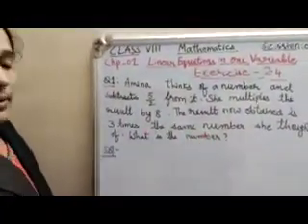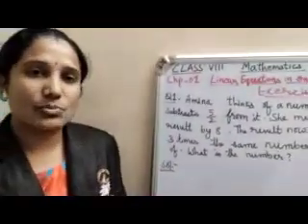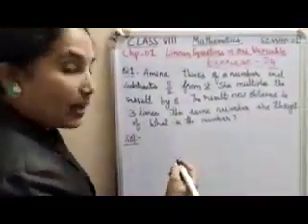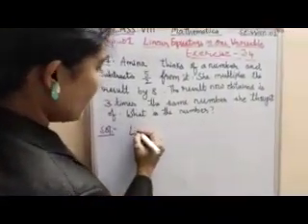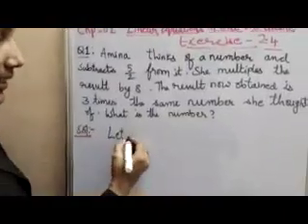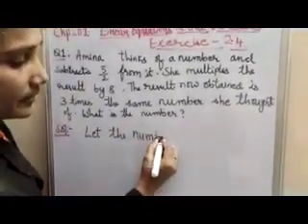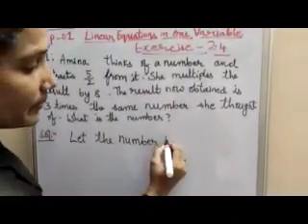What is the number? The unknown number, let it be assumed as x. Let the number be x. Assume the required number as x. X is a variable here. Let the number be x.